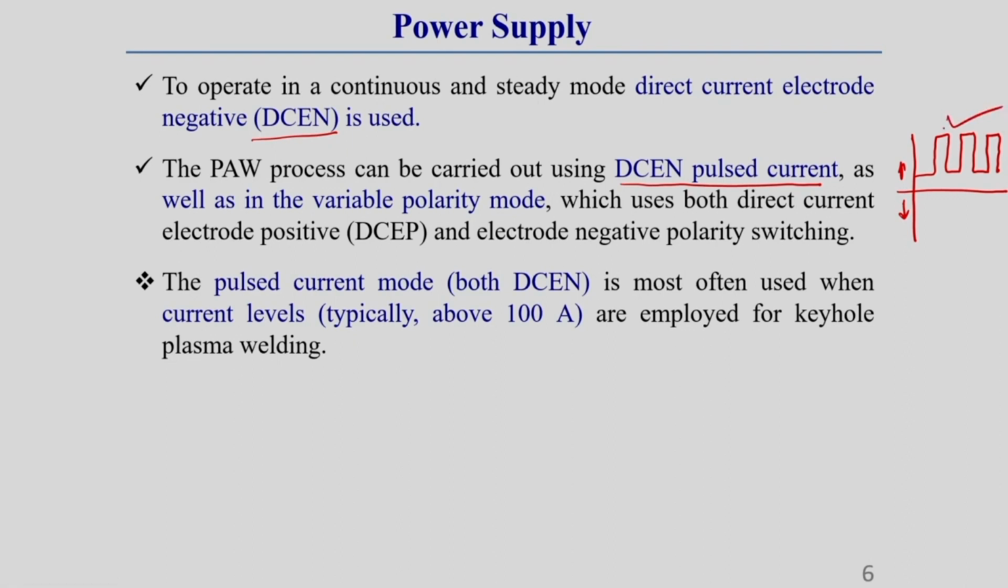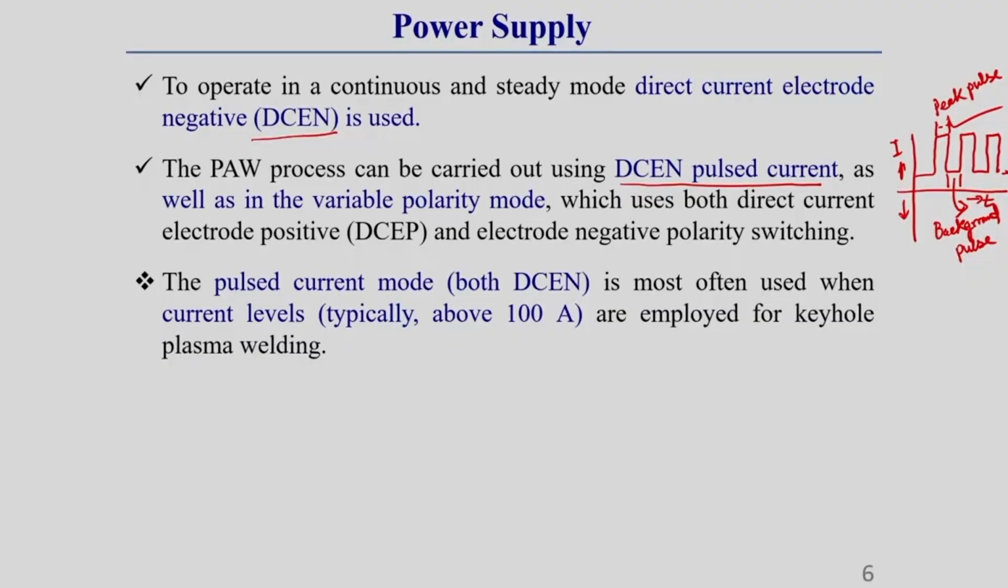Pulse means there is a peak pulse, this one is called the peak pulse, and this one is called the background pulse. This axis generally represents current and this axis represents time. That means, with time the current magnitude varies, but the current is always in the same state. What I am telling is, it is always positive, meaning direct current, there is no zero crossing, you can see there is no zero crossing. Okay. So, that is called DCEN pulse current.